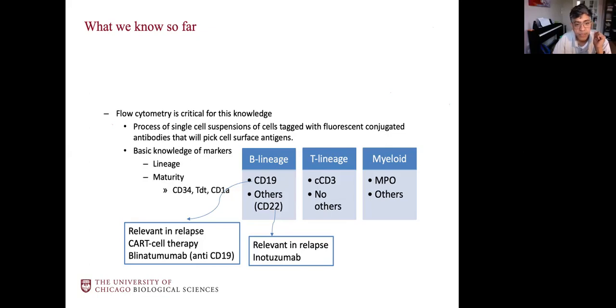Yeah, maturity and the maturity status. So lineage we define on this. For maturity, you need to use 3 markers, which is CD34, TDT, and CD1A.